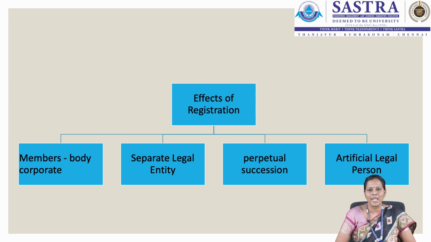The company will keep on existing even though the shareholding pattern changes, even though the members die, and even though there are changes in the structure of the company. It will keep on existing unless and until it is closed through lawful means. And the company is an artificial legal person. It cannot operate on its own. It needs someone, since it is artificial in nature, and the directors operate on behalf of the company.